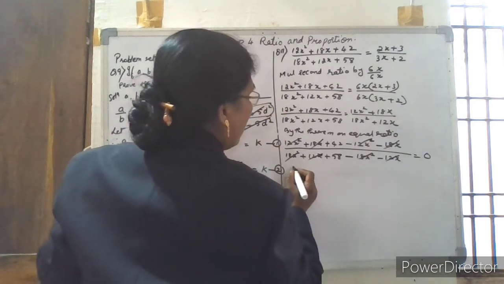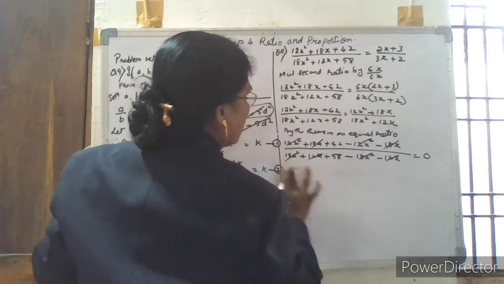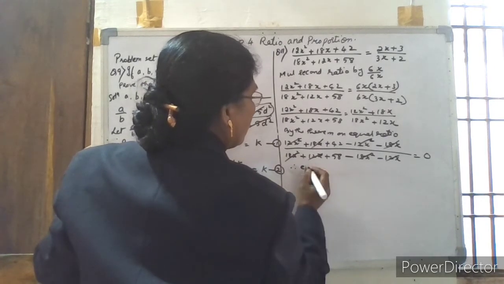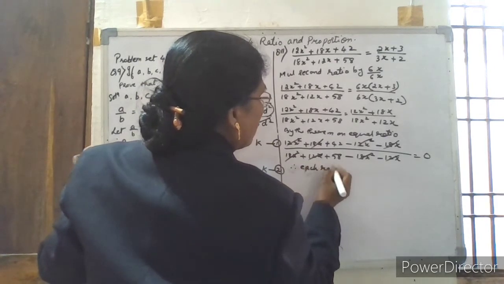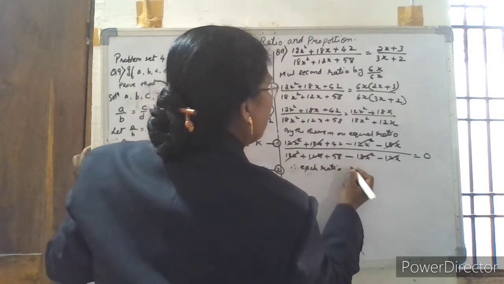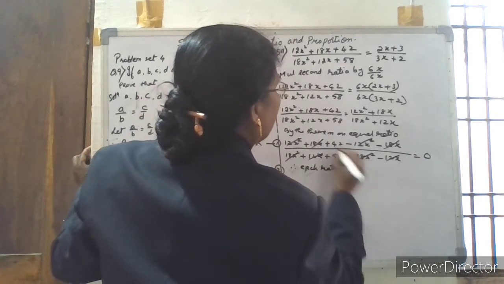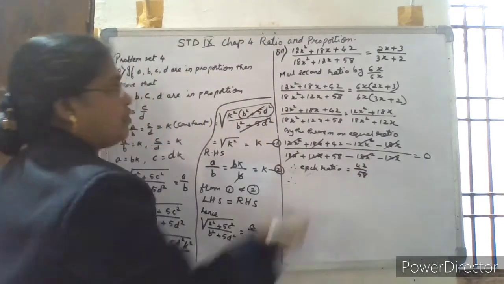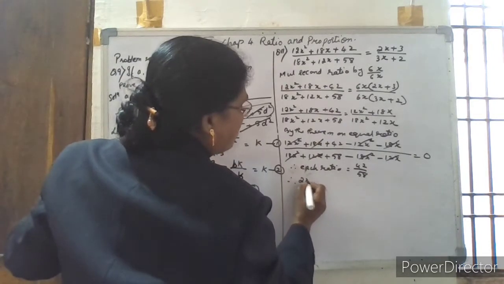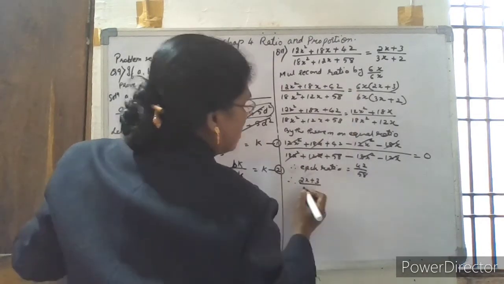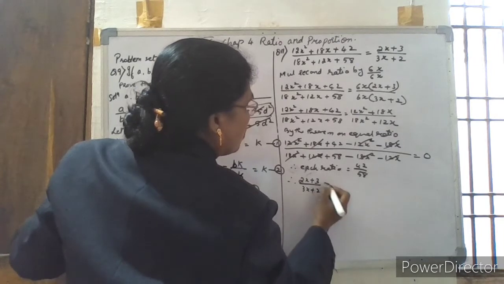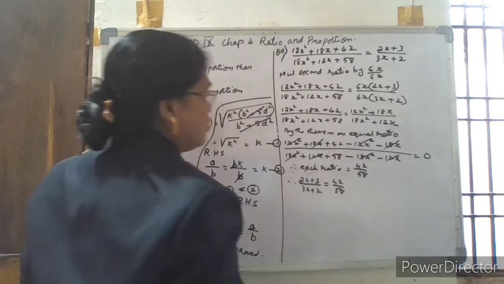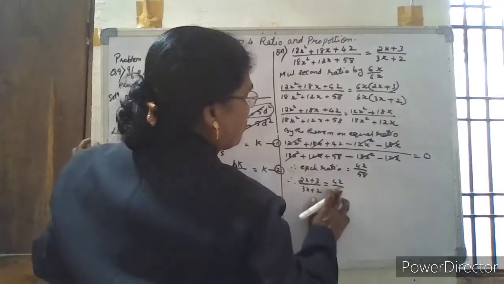So we are left with what? Each ratio. Therefore each ratio is equal to 42 by 58. Therefore we have the second ratio, (2x + 3)/(3x + 2), equal to 42 by 58. Now this we can cancel it.